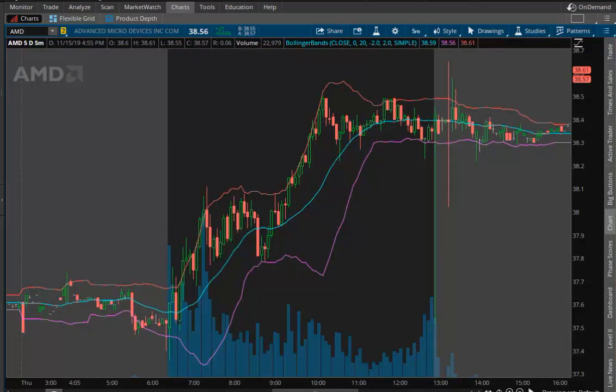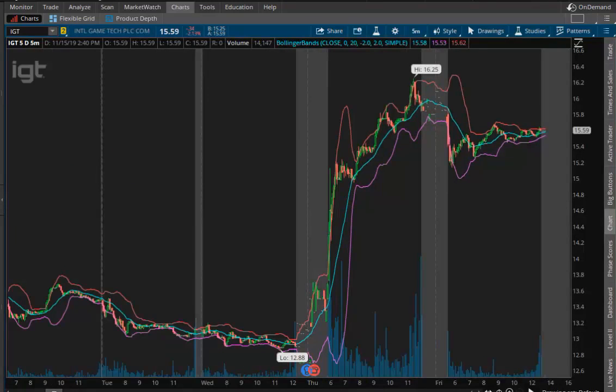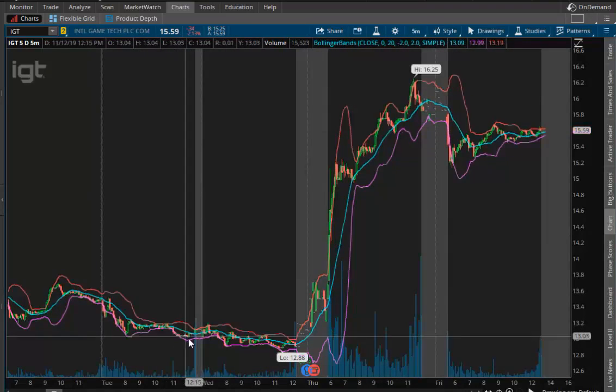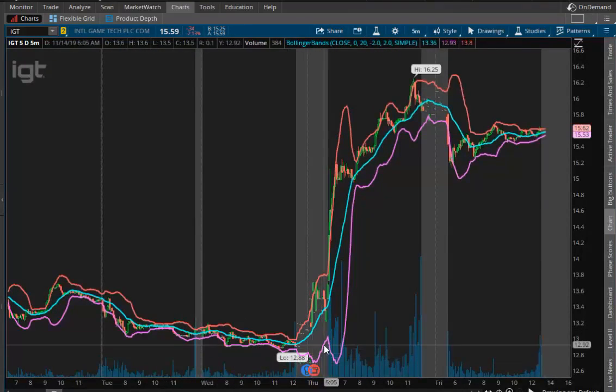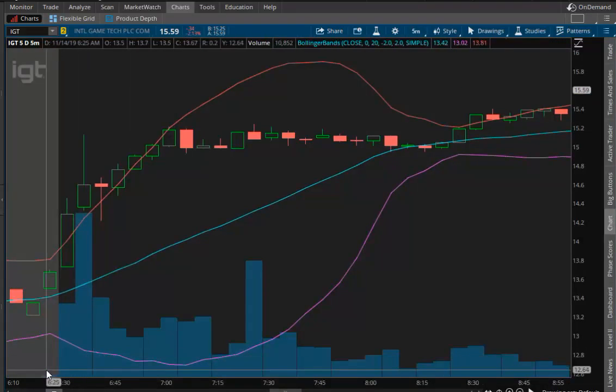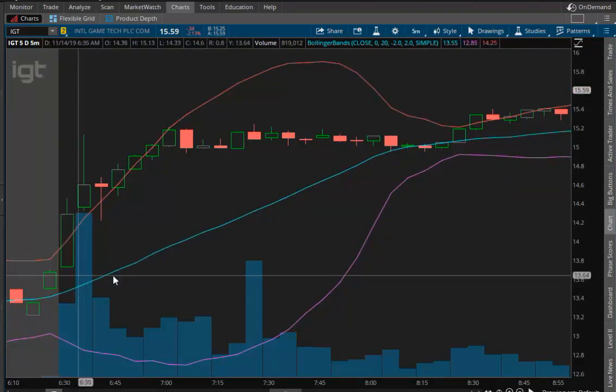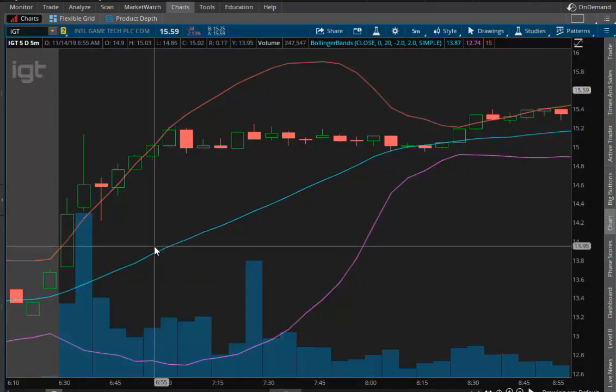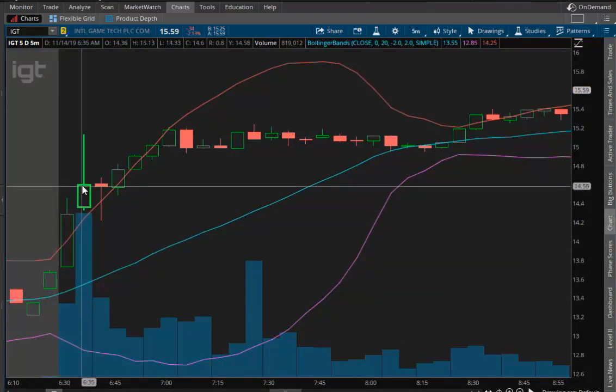If we go somewhere else, say IGT last week, it did some amazing things. There's a lot of squeeze right there. And then boom, right here, this big gap. That shows you a lot of volatility going on here. The bands are very far apart, very far away from the median. The candles are up above the Bollinger Band. That's a great indication of a serious uptrend right there.